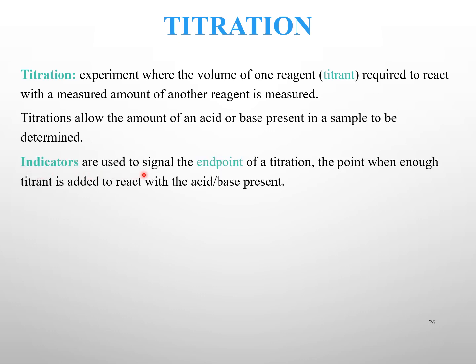Indicators are used in the titration to signify the end point of titration, the point when enough titrant is added to react with the acid or base present. So with an indicator, you reach an end point where the color change will happen, where you want the titration to end.